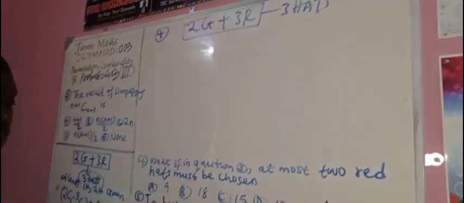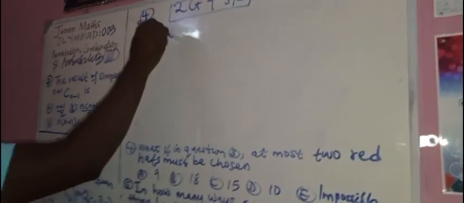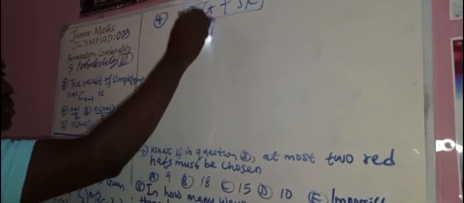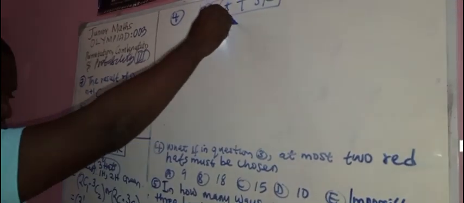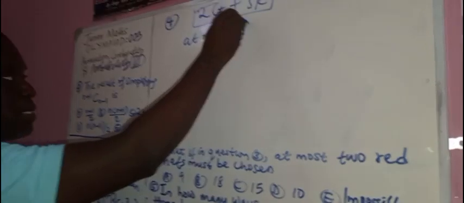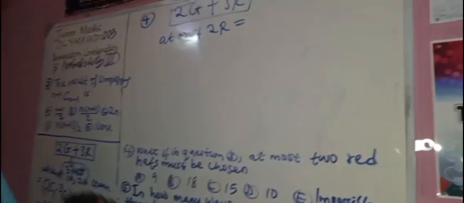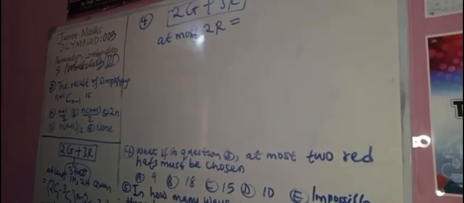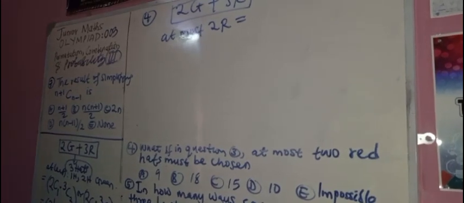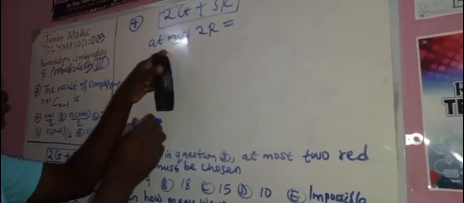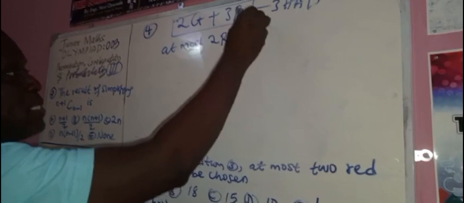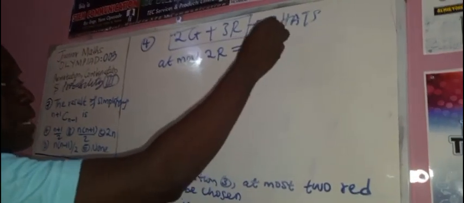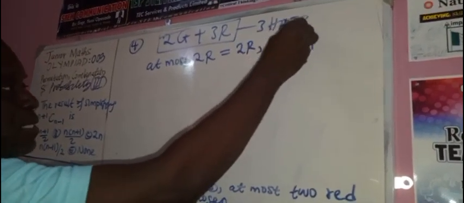Now they gave us a condition, at most 2 red must be picked. At most means the maximum you can pick of red is 2. So you go down. You can pick 2, you can pick 1. Let's see whether you can pick 0. Okay. Now 2 red, that means I can pick 2 red, I can pick 1 red, and I can pick 0 red. That's the meaning.